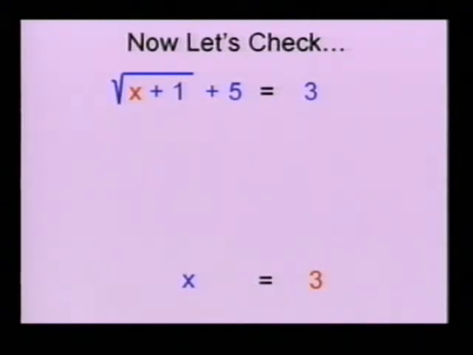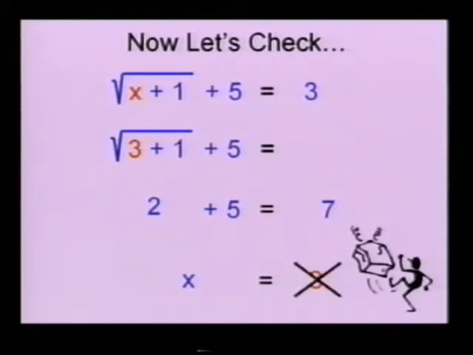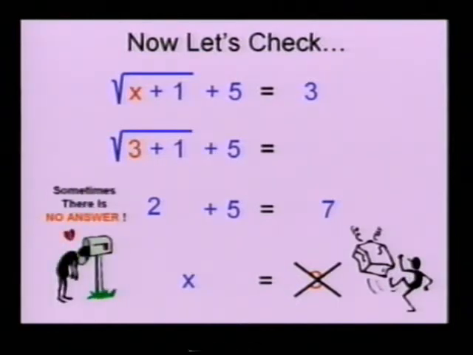You may want to check this. Let's put in a 3. 3 plus 1, or radical 4. Does that equal 3? Radical 4 is 2, and 2 plus 5 equals 7, not 3. So this one didn't work. Now, I know you're going to say radical 4 also equals minus 2, and then it would work. But remember what I told you: when checking these, you only use the positive square root. So 3 is not an answer. And sometimes there is no answer. In this case, there is no answer.